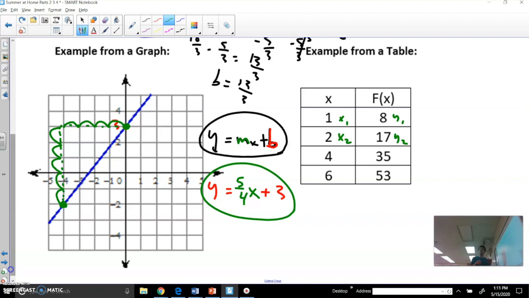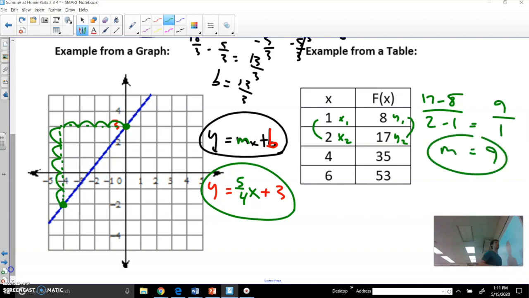So once we have labeled our points, we can start thinking, well, what would y2 minus y1 be? What is 17 minus 8? And same thing here, what is x2 minus x1? In this case, 2 minus 1. So when we calculate this, 17 minus 8 is 9, 2 minus 1 is 1, and that slope calculated to be 9. So we know that our equation is something like y equals 9x plus b.